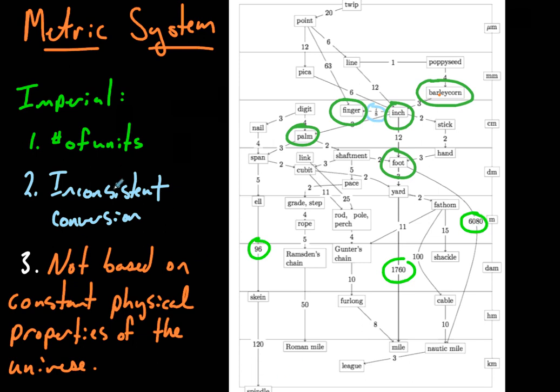Okay, so the idea that a better system could be devised is quite old, actually. People think the metric system is kind of like a new idea, but during the Enlightenment, many different people proposed that if you designed a measurement system from scratch, you could fix the problems that you have with the imperial system.